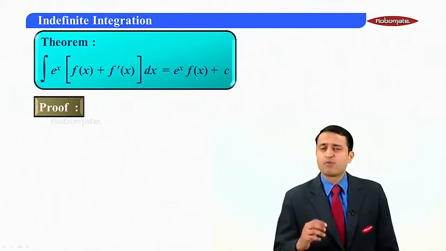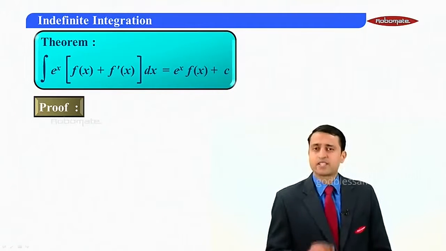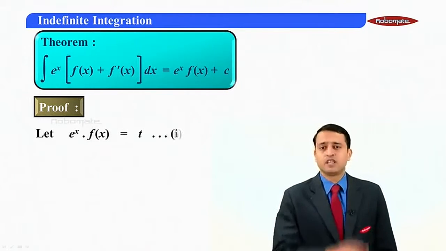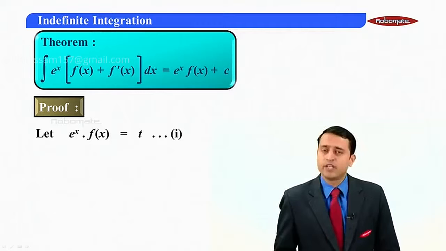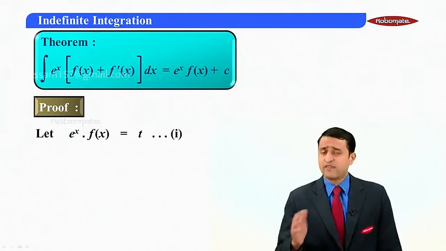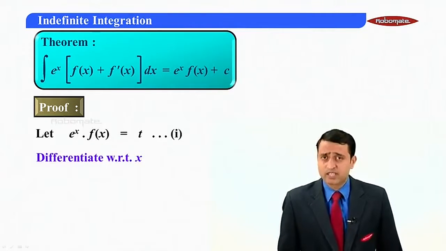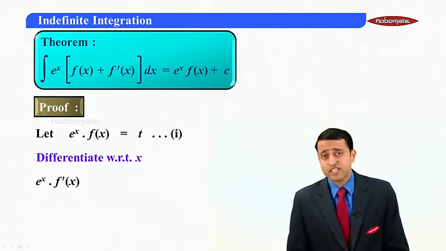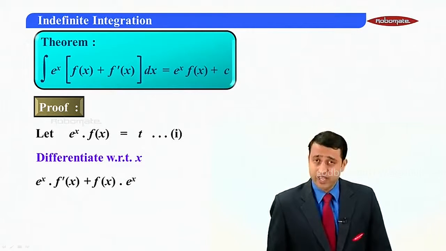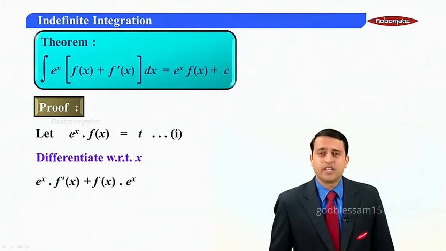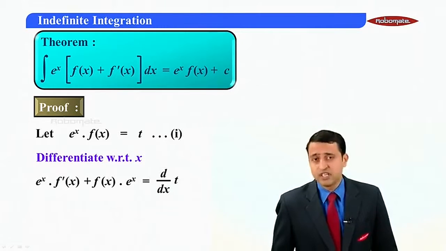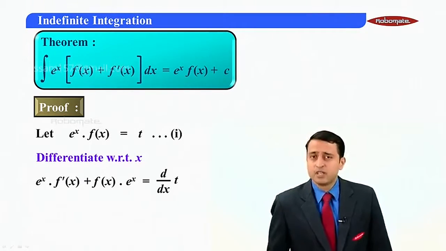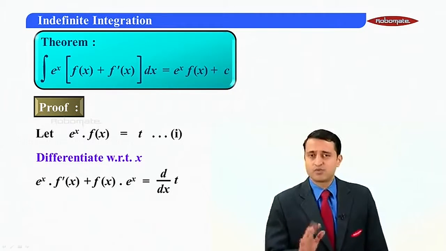Now my dear students, the proof we will start with an assumption, and that assumption is let e raised to x into f of x be some t. We will assume it to be equal to some variable t. Correct? Now if I differentiate both sides with respect to x, what we will get is e raised to x into f dash of x plus f of x into e raised to x is equal to d by dx of t. I am not writing it as dt by dx. There is some reason behind it. So what we get is of this form.